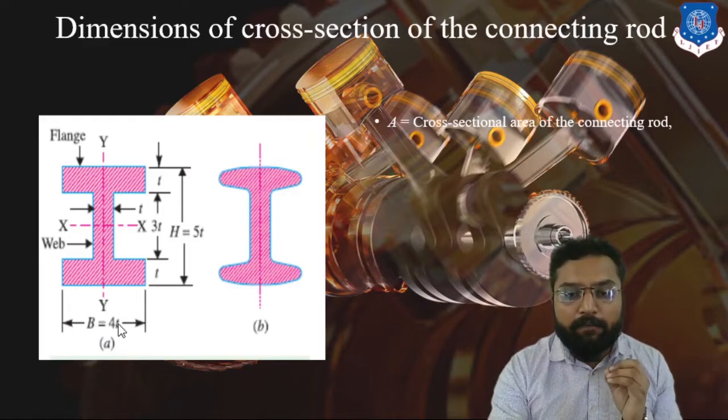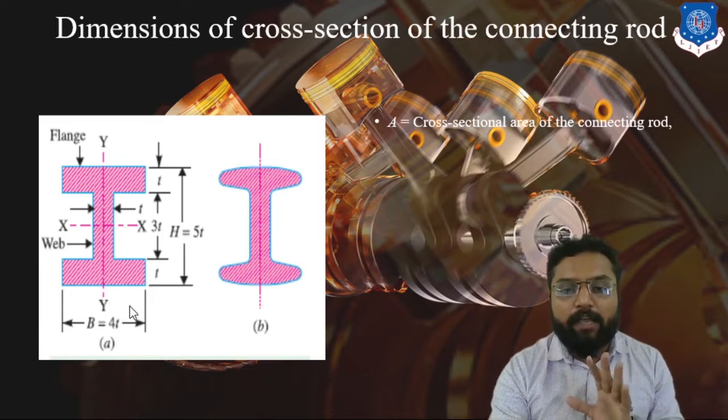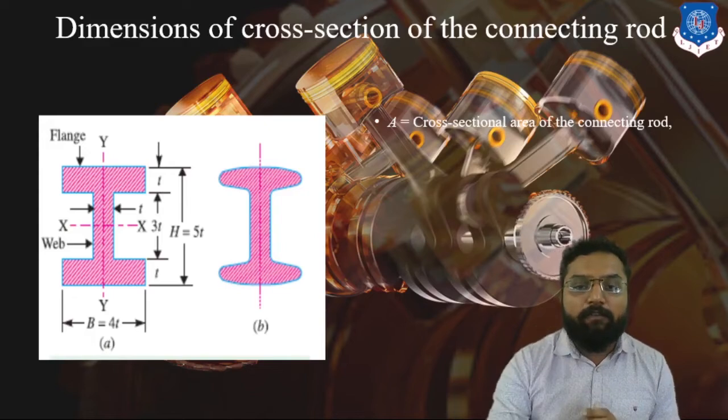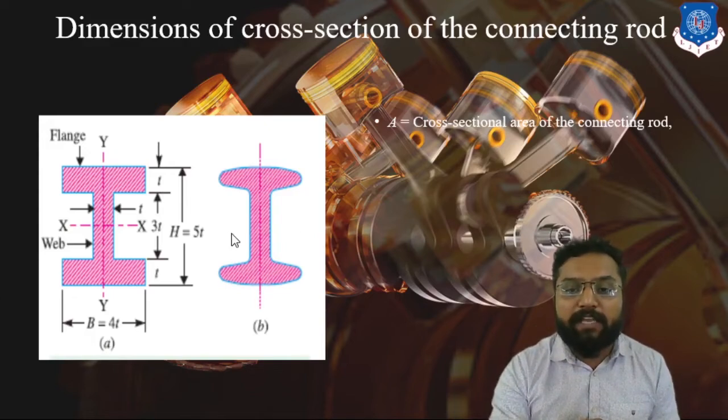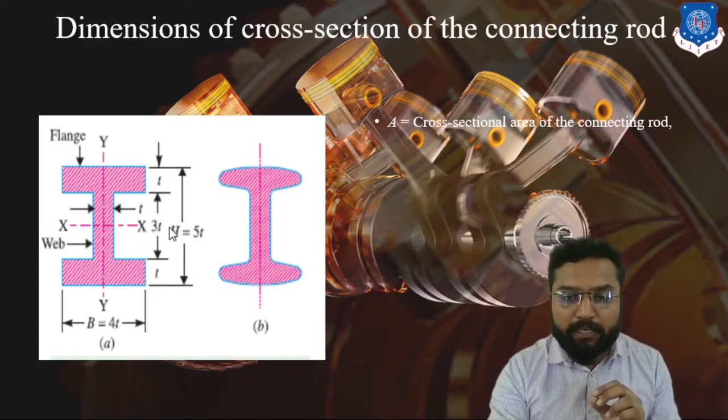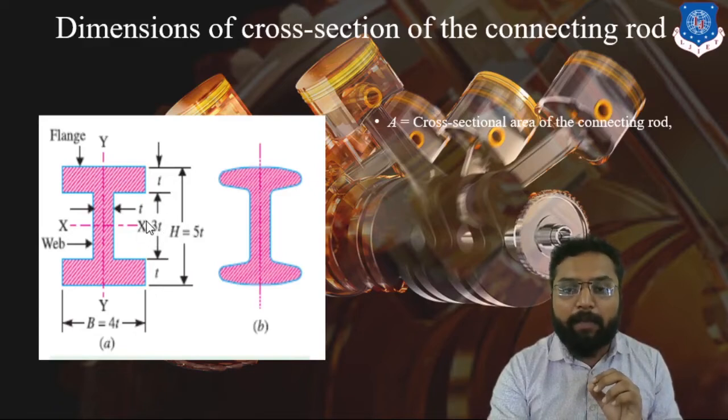Flange area will be 40 into T, because the base is 40, it's a rectangular area. So base is 40 and thickness is T. Clear? And what is the area of this web? The web height is 3T only. Here you can see 3T. Height of web is 3T. And thickness of web is T. So it will be 3T into T.